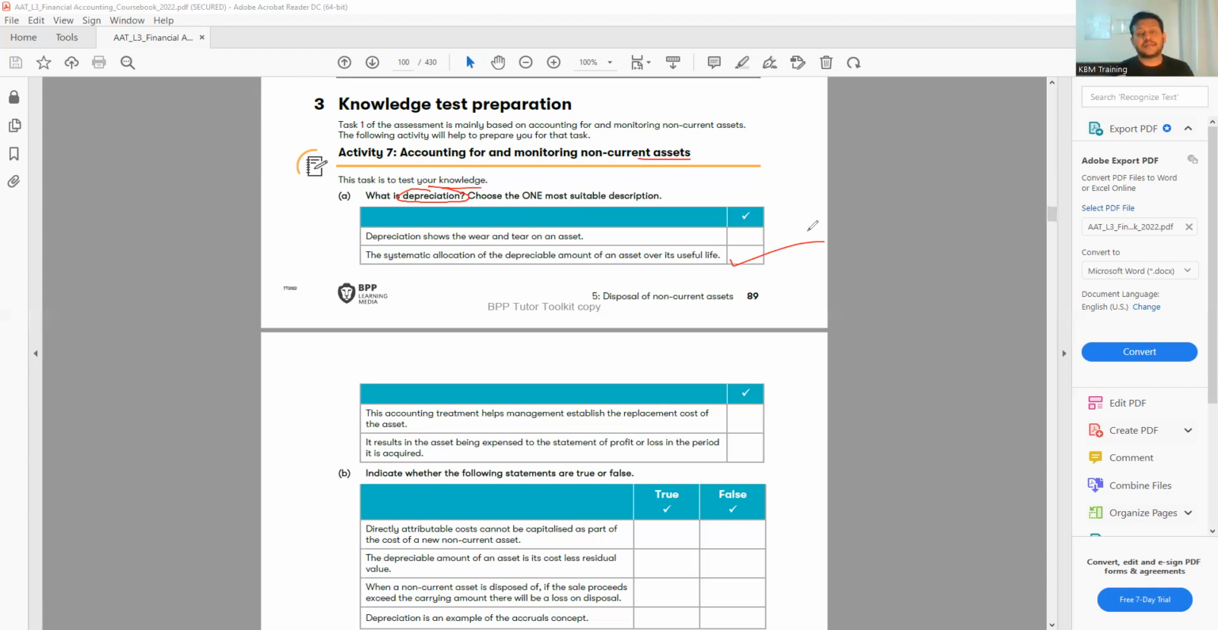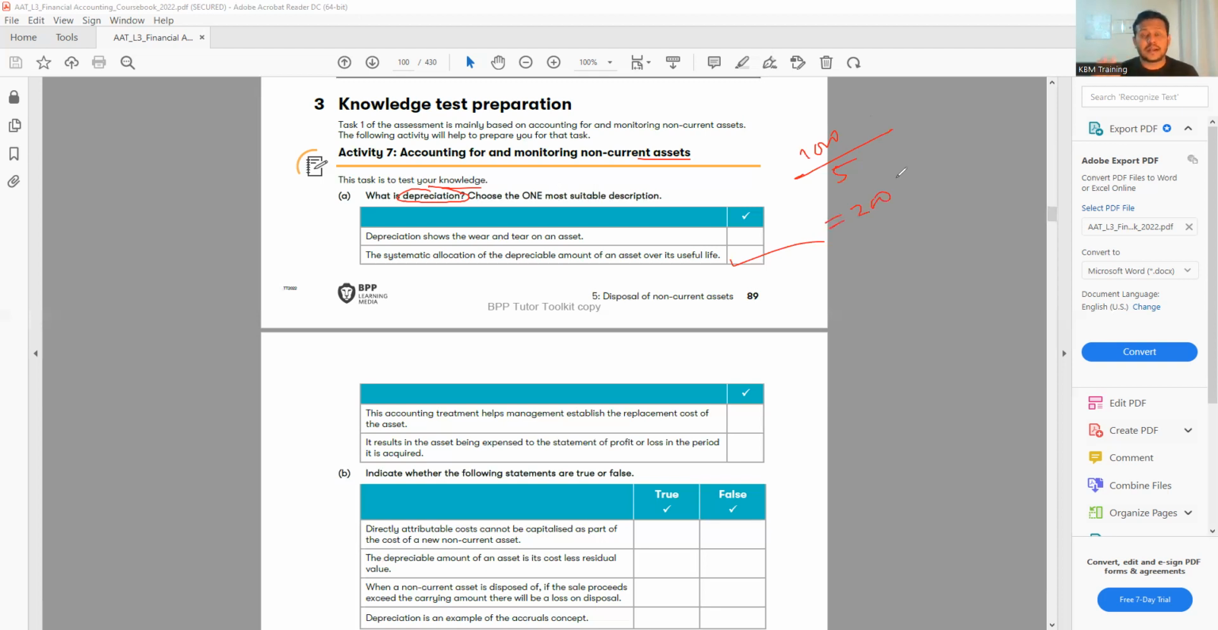For example, if I buy an asset, I know I cannot use it forever. Let's say I buy a computer for £1,000. At the beginning, I have to set a standard, the useful life, how long I'm going to use this computer. Let's say I decide I'm going to use this computer for 5 years, that means every year the depreciation will be 200. And after 5 years, the value of this asset will be 0.